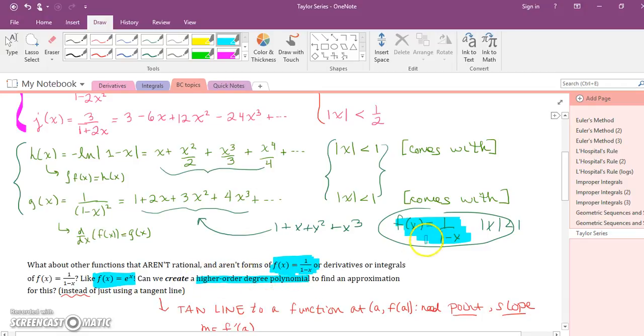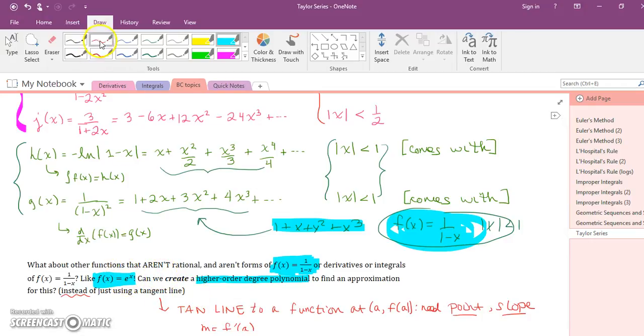Now we already did it for 1 over 1 minus x. It was this. We want to find one for e to the x, and we're actually going to create it. We're not going to do long division. For this one, we did long division. This one, we're actually going to take higher order derivatives over and over again. Now, we already know how to do an approximation for this using a tangent line.